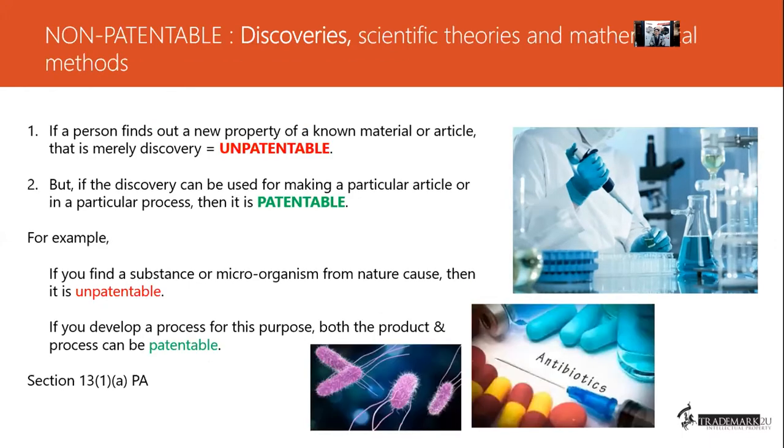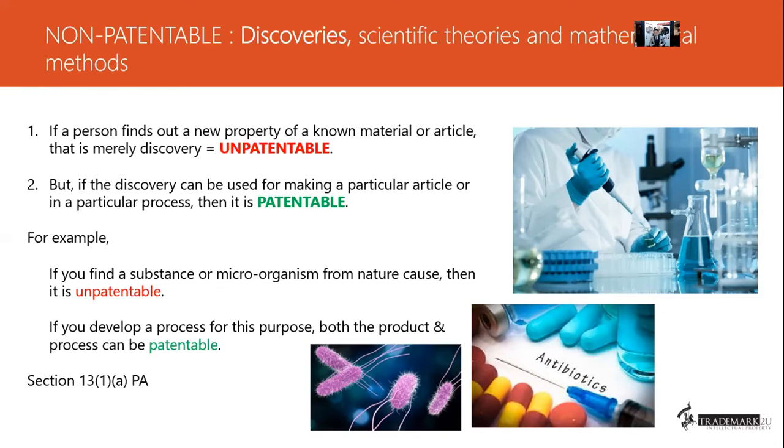Let me start with the first one, yeah? Okay, discoveries, scientific theories, and mathematical methods. Now, if a person finds a new property of a known material or article, that is merely a discovery. If you discovered there's a virus called COVID-19, that is basically a discovery, all right? That is unpatentable. But if you can make use of the discovery and turn it into a particular article or a particular process, then it is patentable. Okay, then it's patentable. I'll explain to you later.